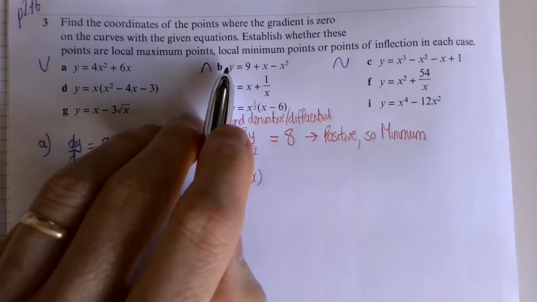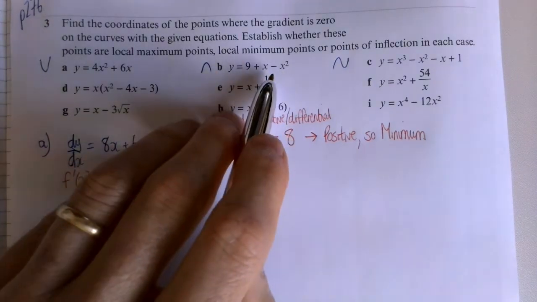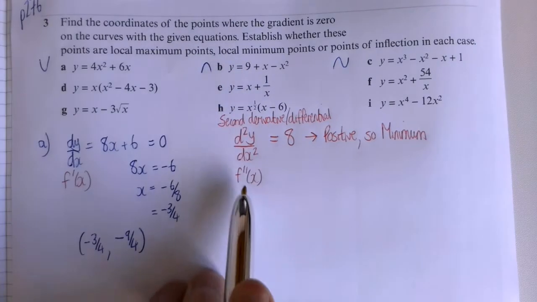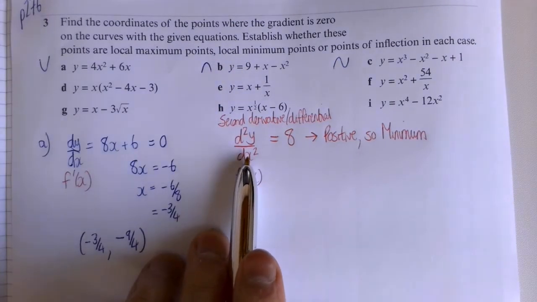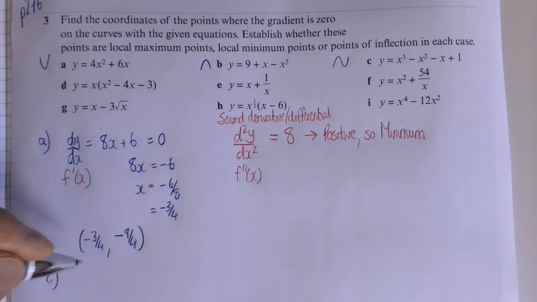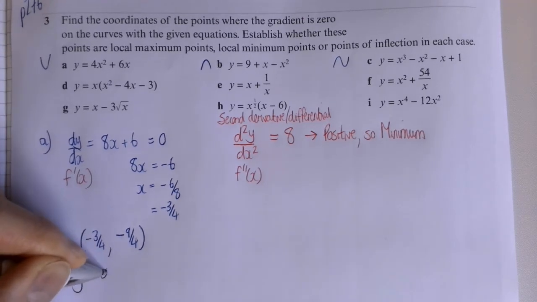I'm not going to do B, but you might want to have a go at B. B is obviously going to be a maximum, so you should find that d2y by dx squared is negative. I'll leave you to have a go at that. I'm going to jump on to C. So C, here's our function.